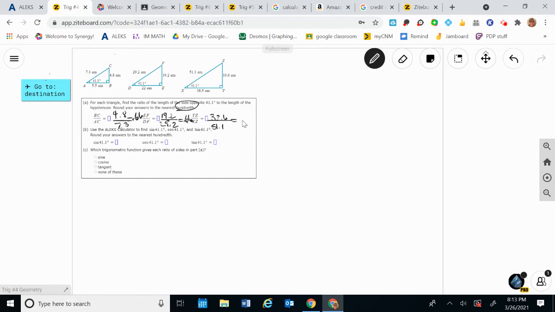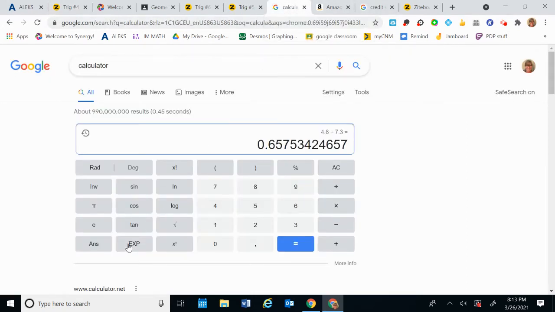Notice that's the ratio of sine. That's opposite over hypotenuse, and on every single one, it was the opposite over the hypotenuse. Now they want you to put in sine, cosine, and tangent. So in your calculator, you put tangent of 41.1 and you get 0.2652. Cosine of 41.1, and then you get this. Then you get sine 41.1, and lo and behold, wait a minute.